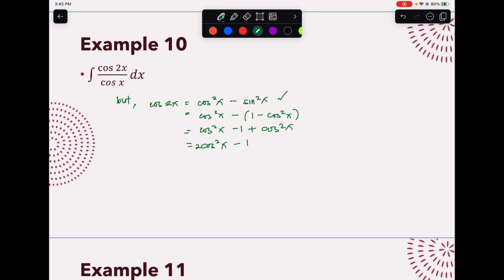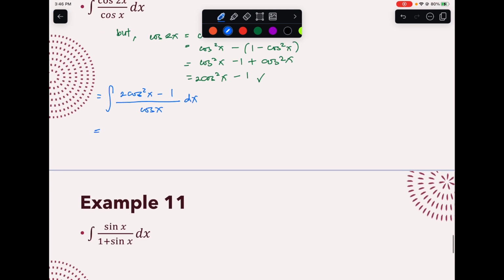Aside from this, we have another identity, a double angle involving cosine only. And that is what I want to do with this one. I'm going to change the cosine 2x into simply 2 cosine squared x minus 1 all over cosine x dx. And now I can separate the two. So this is the same as 2 cosine squared x all over cosine x. The other one is minus 1 all over cosine x dx.